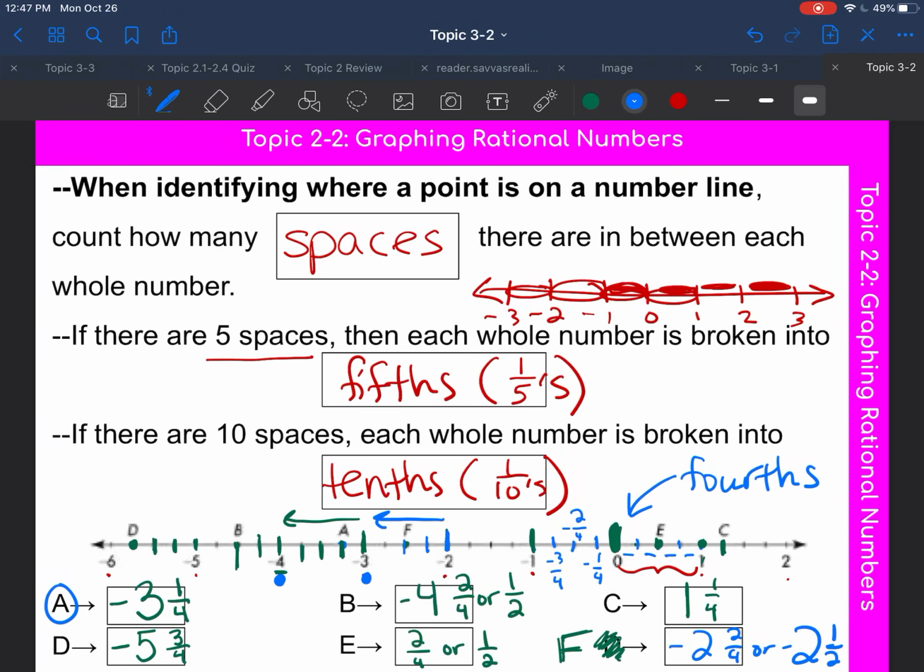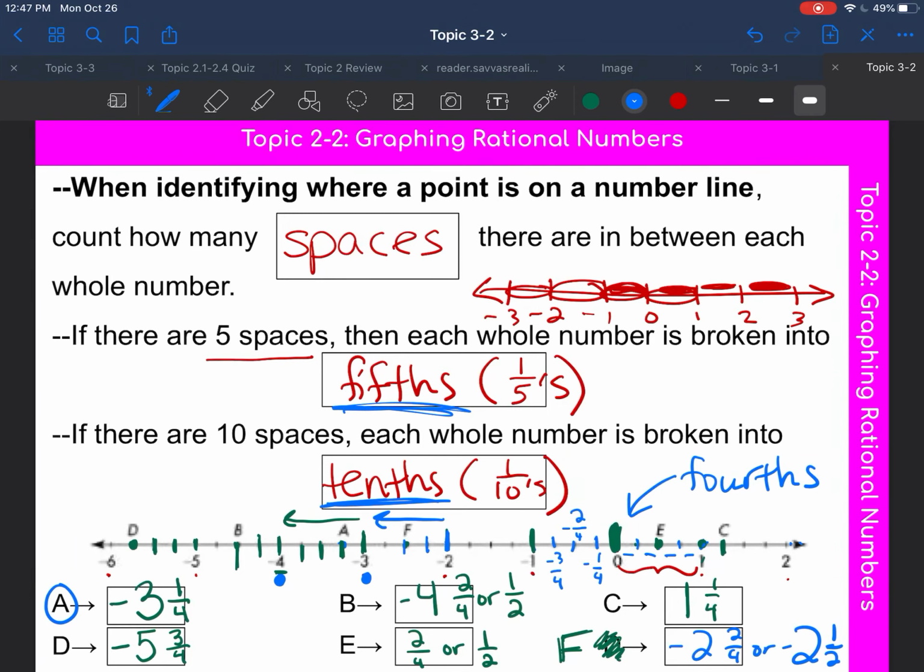So the big thing you want to make sure is that each number is broken into the correct amount. If you have 4 spaces, it's in fourths. If you have 5 spaces, it's in fifths. If each number is broken in 10 spaces, you're counting by tenths. Okay. So let's look at another example.